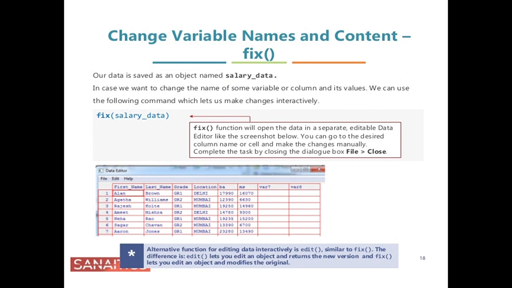Change variable names and content. Our data is saved as an object named salary_data. In case we want to change the name of some variable or column and its values, we can use the following command, which lets us make change interactively. This command is fix. Fix function will open the data in a separate editable data editor, like the screenshot below. You can go to the desired column name or cell and make the changes manually. Complete the task by closing the dialog box, File, and then Close.